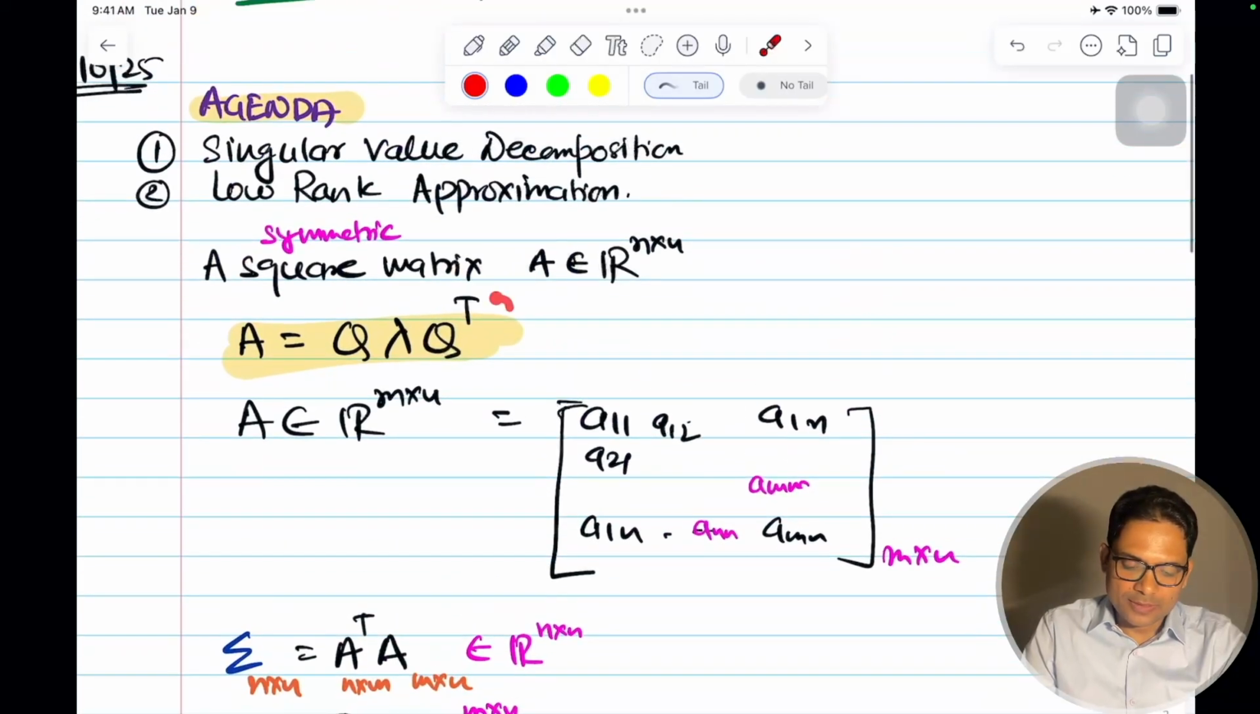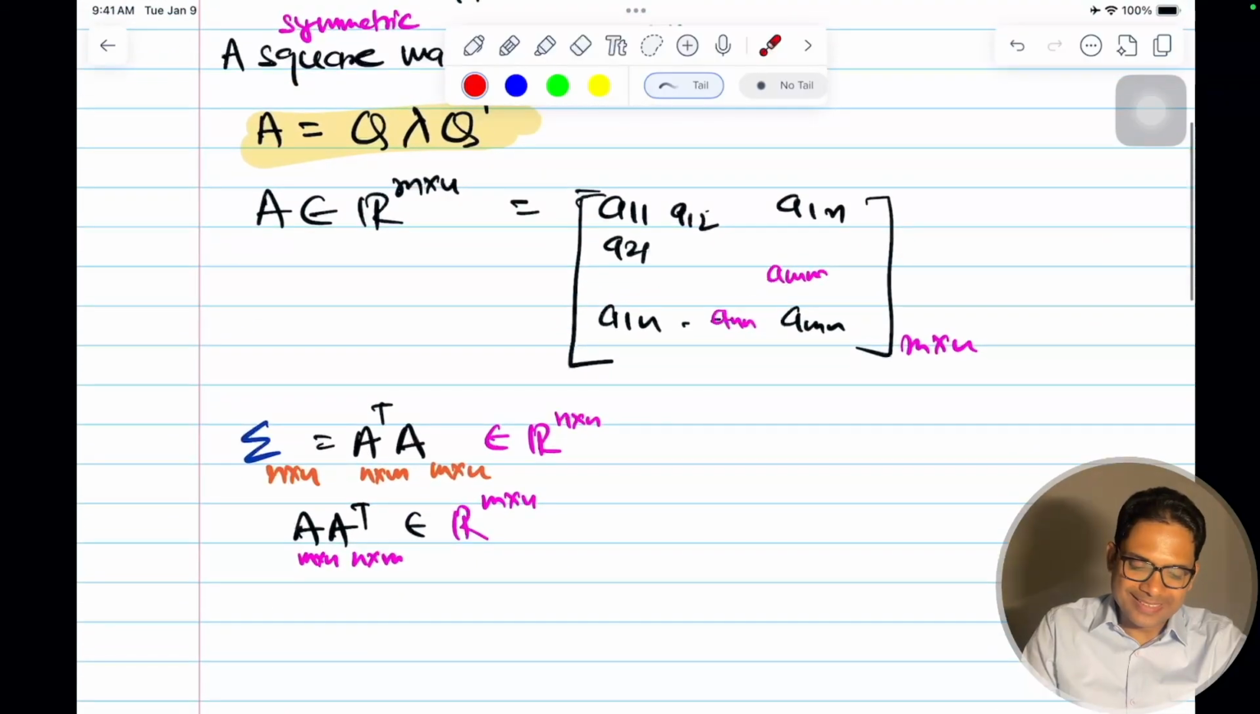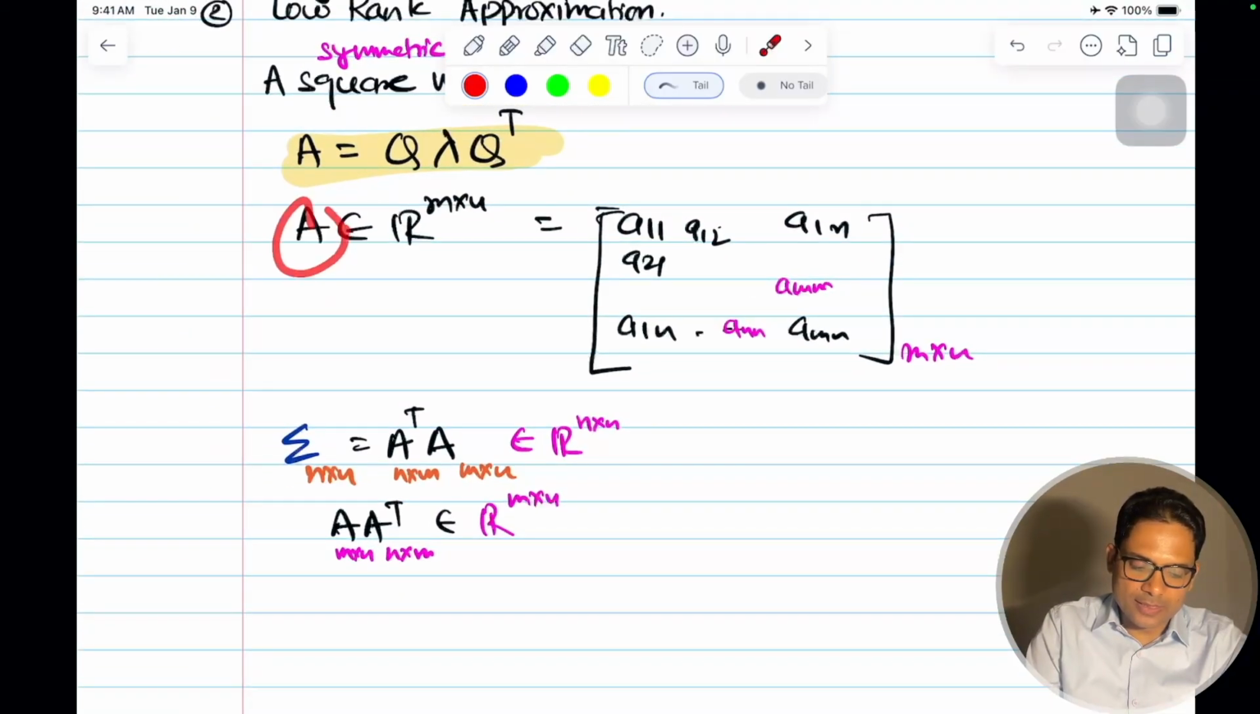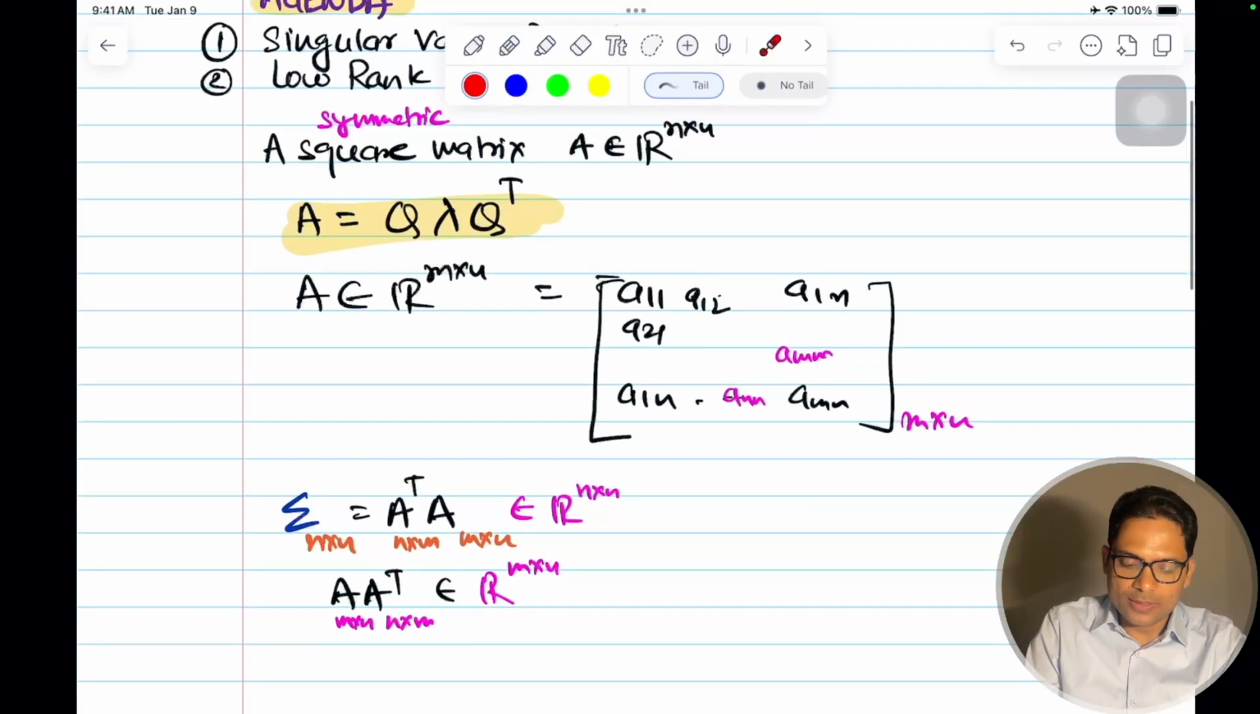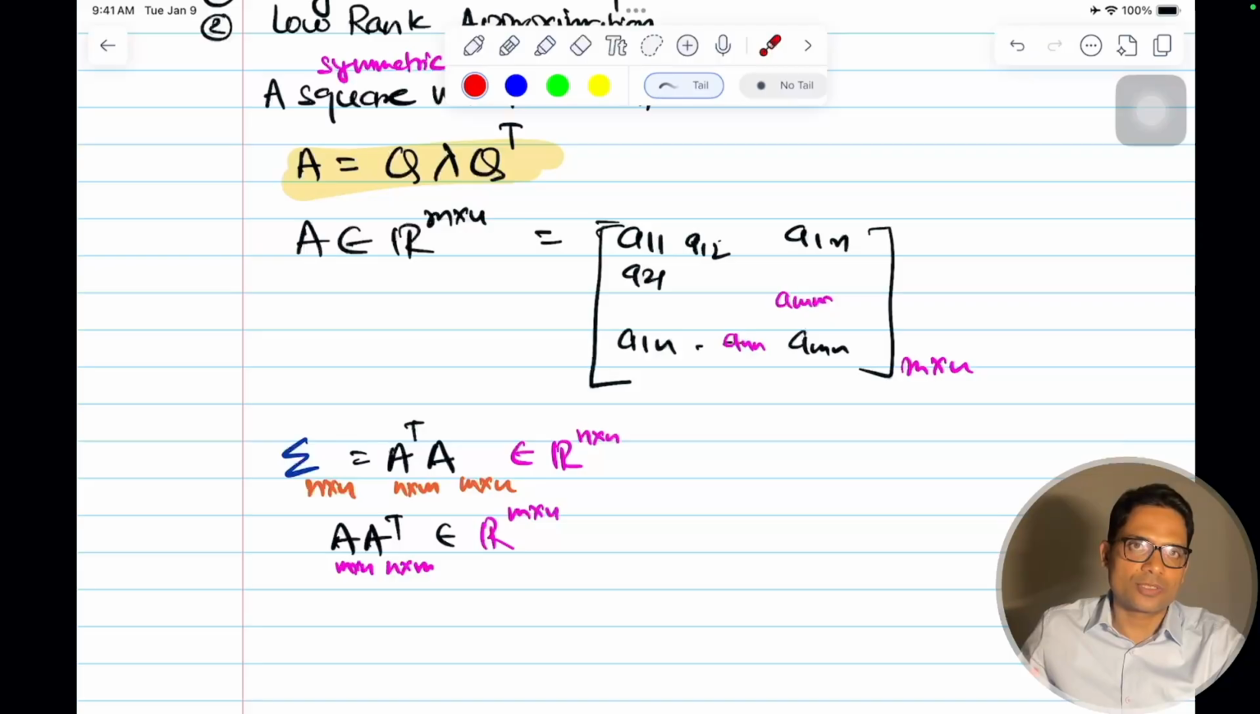use our eigenvalue decomposition to convert this rectangular matrix into this decomposed form. And why did we do eigenvalue decomposition? Because we get a diagonal matrix here. So this is a diagonalized matrix, and lambda is all the eigenvalues put across the diagonal, rest is 0.